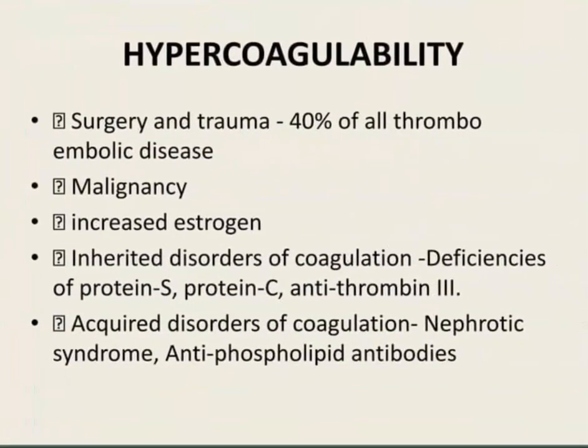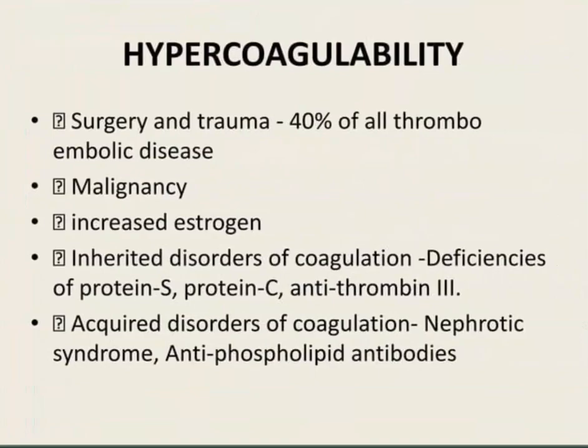We've got the hypercoagulable state. What things can cause a hypercoagulable state? We've talked about the hereditary and the acquired factors. The acquired factors are things like surgery, trauma. We've got malignancy. We've got increased estrogen through hormone replacement therapy. All these things can cause a patient to have a thrombus in their vein.